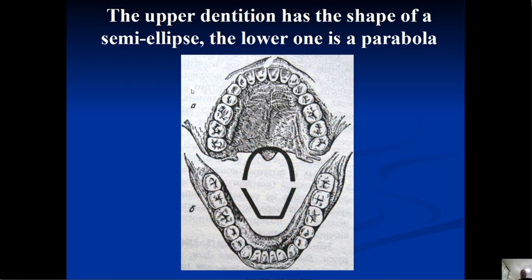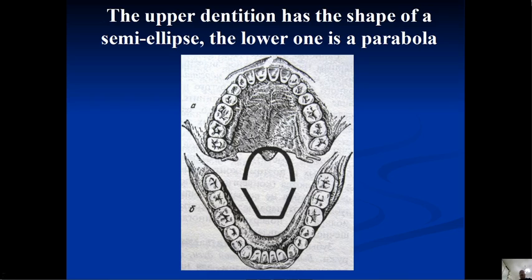Or you can look in the mirror. You can look at home and see that the upper jaw and the lower jaw have different size and different shape. The upper dentition has the shape of a semi-ellipse, for example, and the lower dentition is a parabola. That's why the upper is wider than the lower jaw.